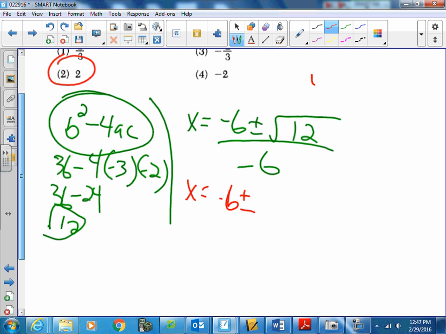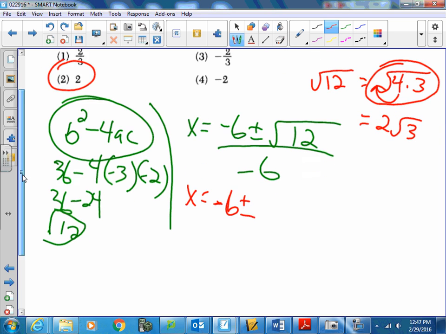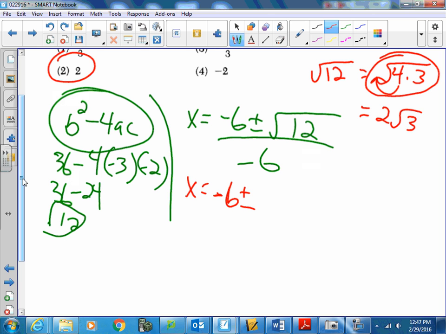Now this 12 can break down into 4 and 3. The reason why I picked 4 is because that's the biggest perfect square that's a factor of 12. Again, I'm not changing the value of it, just changing how it looks. So this would be equal to 2 radical 3 because the 4 can come out. All right, so we have negative 6 plus or minus 2 radical 3 all over negative 6.